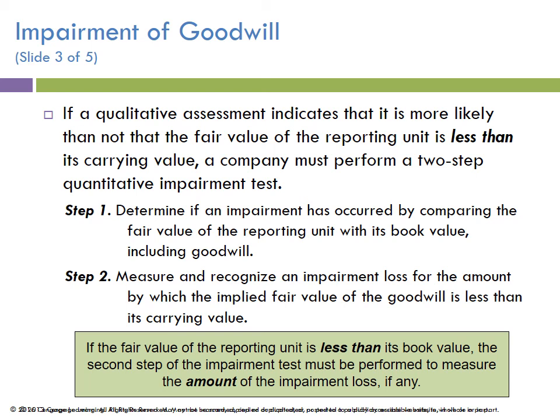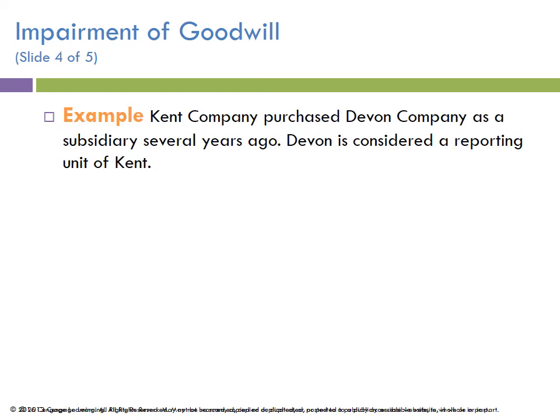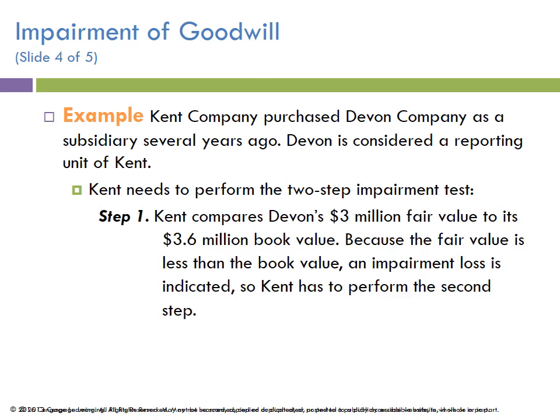So if the fair value of the reporting unit is less than book value, the second step must be performed to measure the amount of the impairment loss. Let's look at an example, because we could read it all day long, but an example will really make this come home. Kent Company purchased Devon Company as a subsidiary several years ago. Devon is considered a reporting unit of Kent. Kent needs to perform the two-step impairment test.